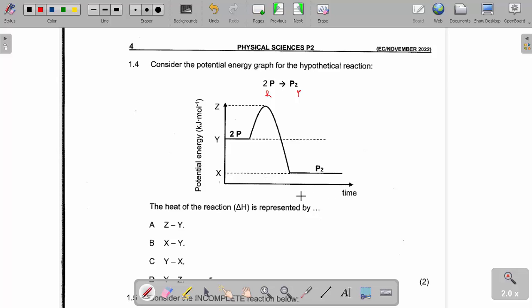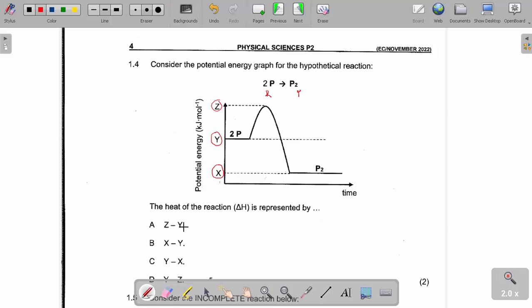Here we have time. Now this 2P, as you saw, is the reactant, which means this corresponding Y must be the energy for the reactants. Then this is Z, which you see here, we call it activation energy. That means from Y to Z, it's activation energy. And then this one here, which is the product, is the energy for the products.